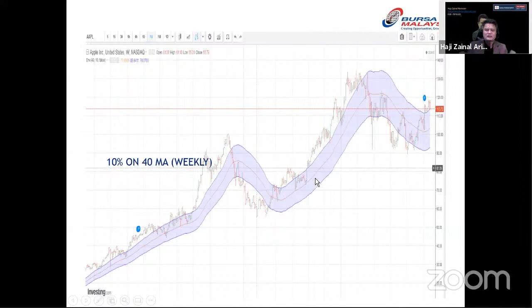10 weeks moving average. So a longer term trader will switch, and then you see it goes up, and just keeps on going up.